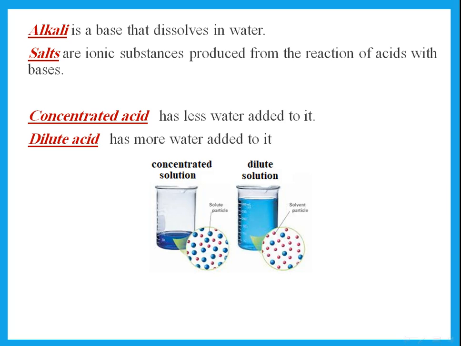Okay, so what is an alkali? An alkali is a base that dissolves in water. So if I have a base, some of them dissolve in water and some of them don't. If the base dissolves in water, it is called an alkali. So for example, you should know that sodium hydroxide is a typical alkali, because sodium hydroxide is a base and it dissolves in water. Now when we react an acid with a base, what forms is called a salt. So salts are ionic substances that are produced from the reaction of acid with base.